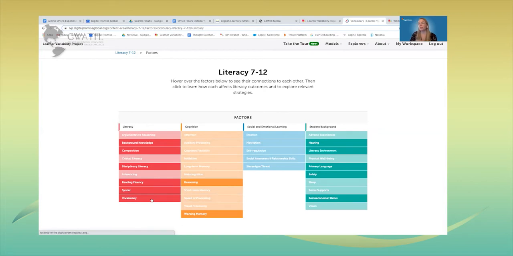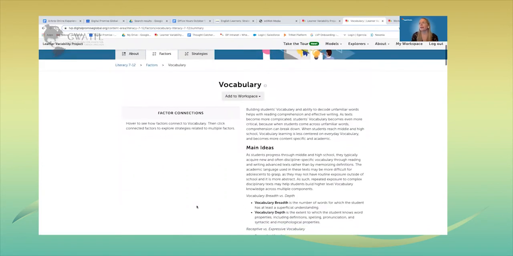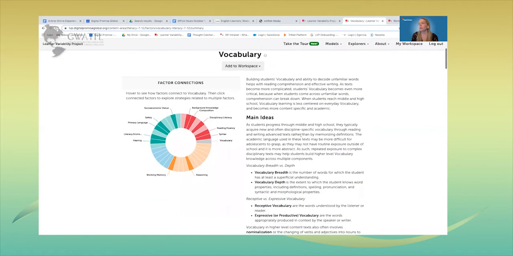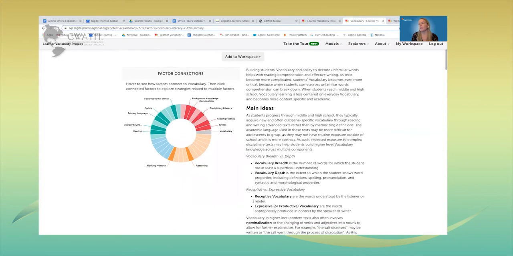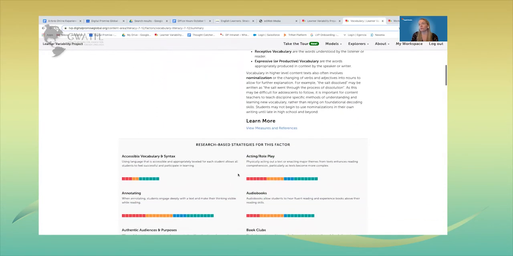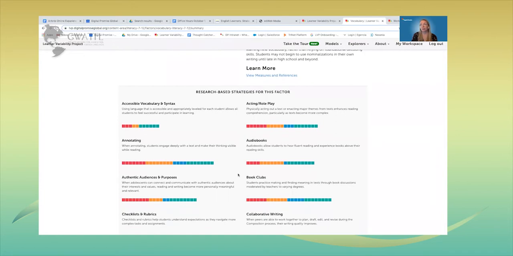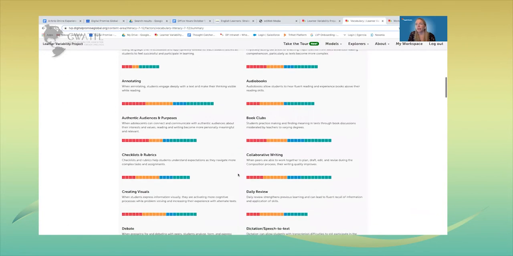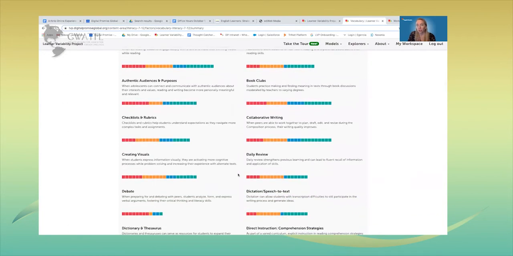And to go even deeper, you can click on that factor and read about the research behind that factor. It gives you some more details about receptive vocabulary and expressive vocabulary, but it also gives a little more context for some of the ways that it's connected to other factors. So this is really important. And then if you keep scrolling, you can see research-based strategies that are shown to mitigate the negative impact of this factor. And so this is a great way to source strategies for specific factors that you want to address.